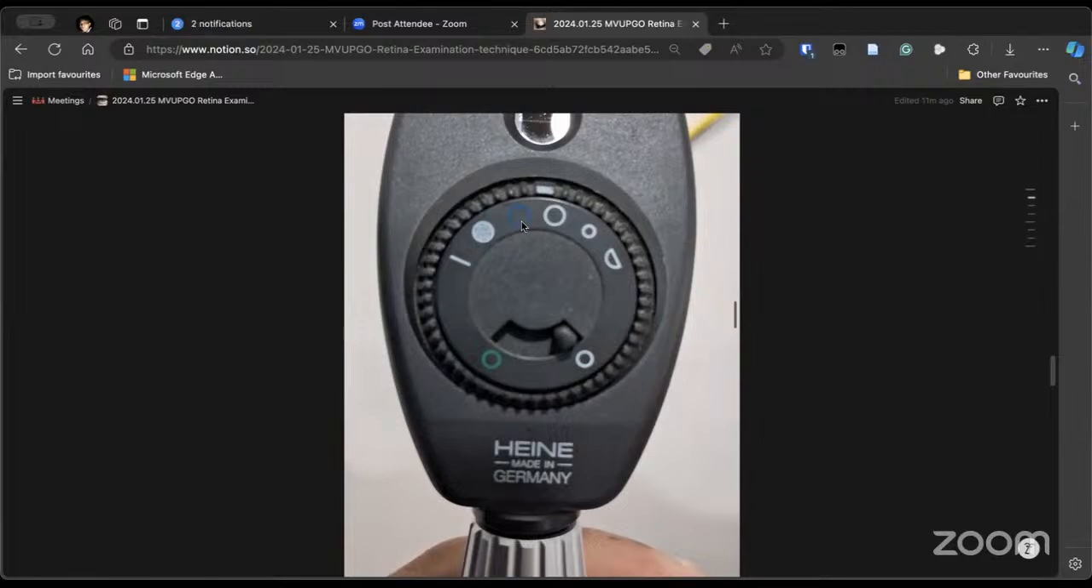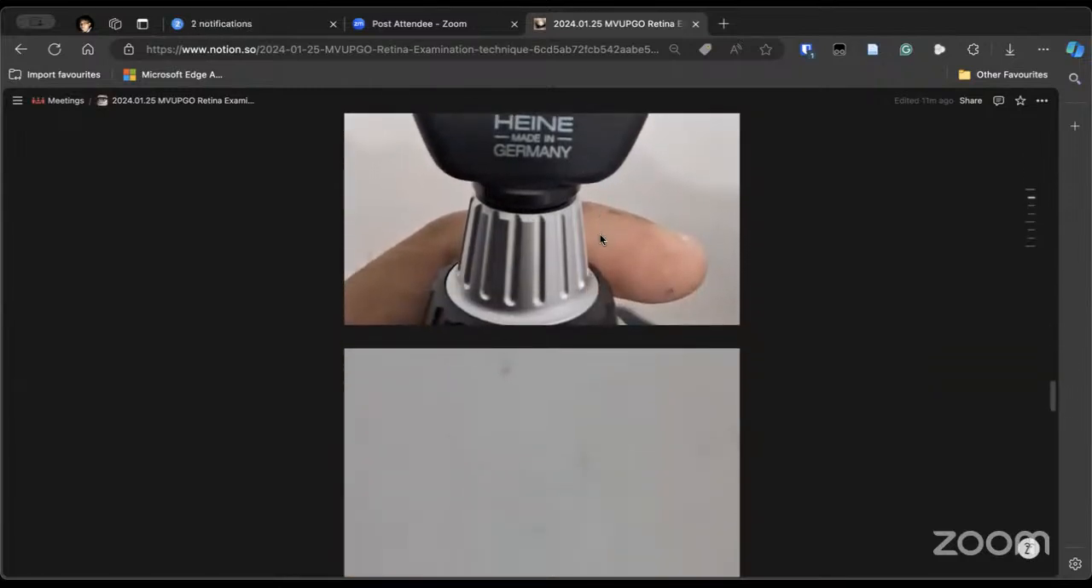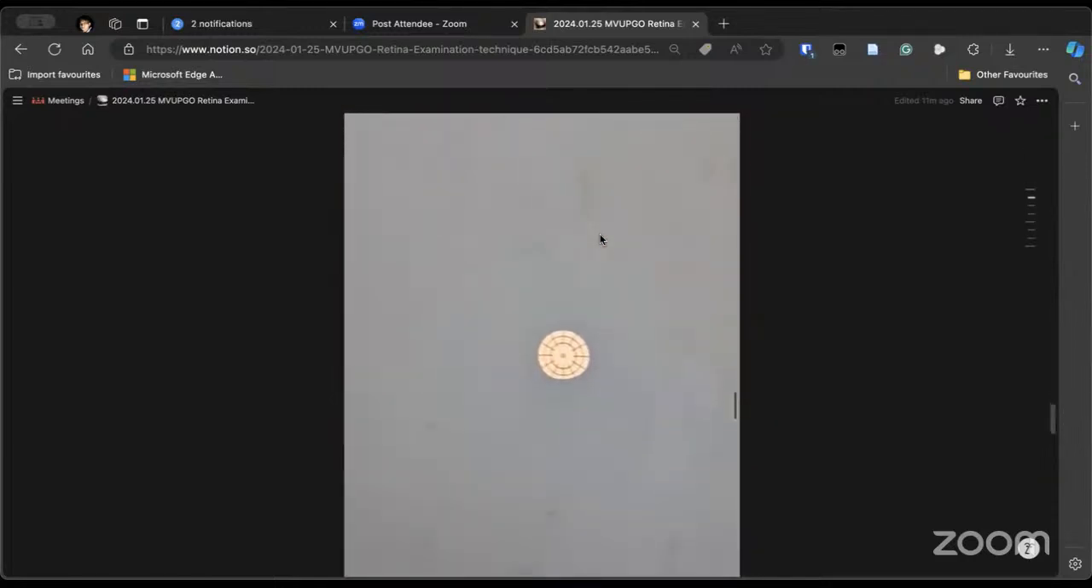Yes, also, if a child is not allowing you to examine, and if there is a history of trauma, you can just put in fluorescein, keep the room dark, and put this blue light over the eye. If there is an epithelial defect, it will become prominent. Very good.